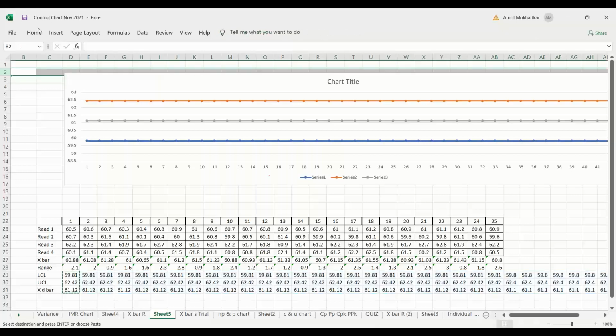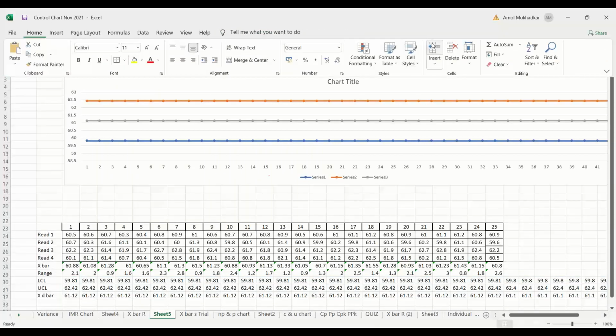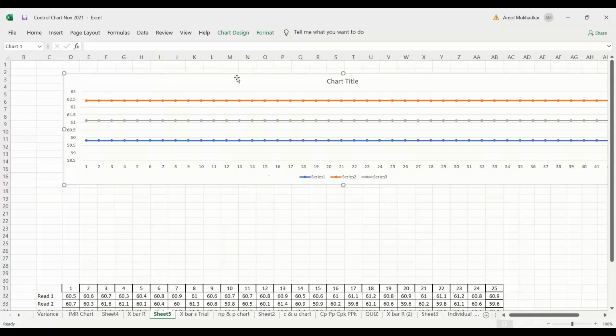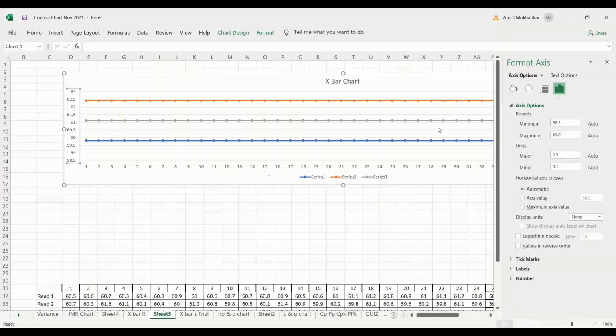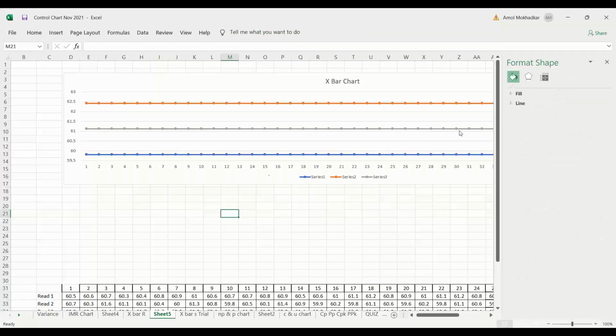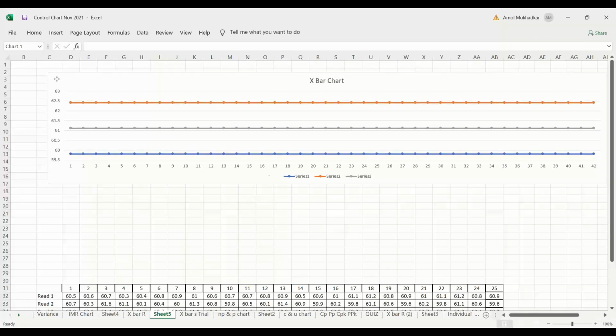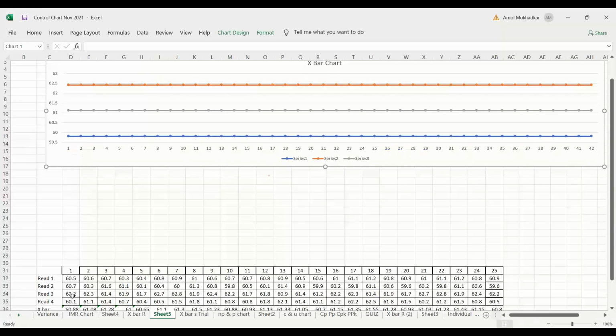X bar chart. Okay, this is for your X bar chart. So the graph paper what we have, you will have these lines. Okay, आप ये लाइन पहले ही निकाल के रखोगे. Now what you are going to do, you are going to plot it manually. So ये डाटा तो आपके पास है already.